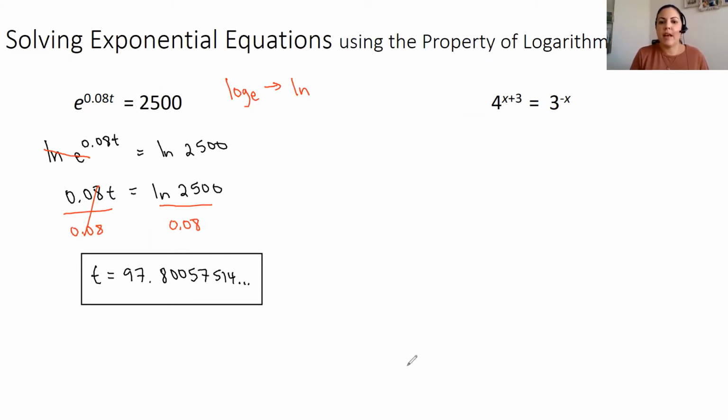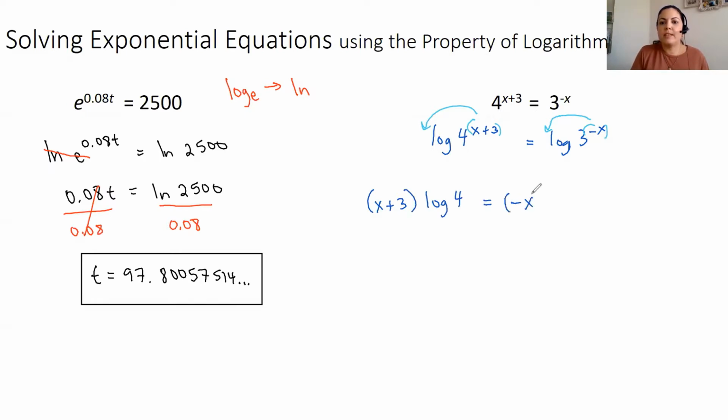So let's apply that logarithm to both sides. In this case, I'll just do the common logarithm. So I'll do log of 4 to the x plus 3 equals log of 3 to the negative x. And again, by doing that, now we can take those expressions that were in the exponent and multiply them by the logarithm. So these exponent values get moved to the front. And so now it's important here that I have parentheses because the entire log of 4 is being multiplied by x plus 3. On the other side, negative x is being multiplied by log of 3.